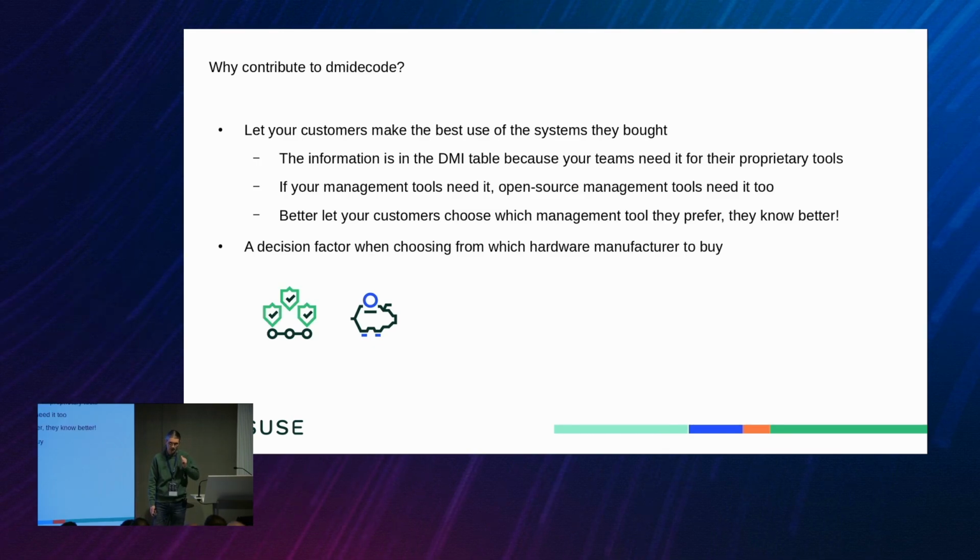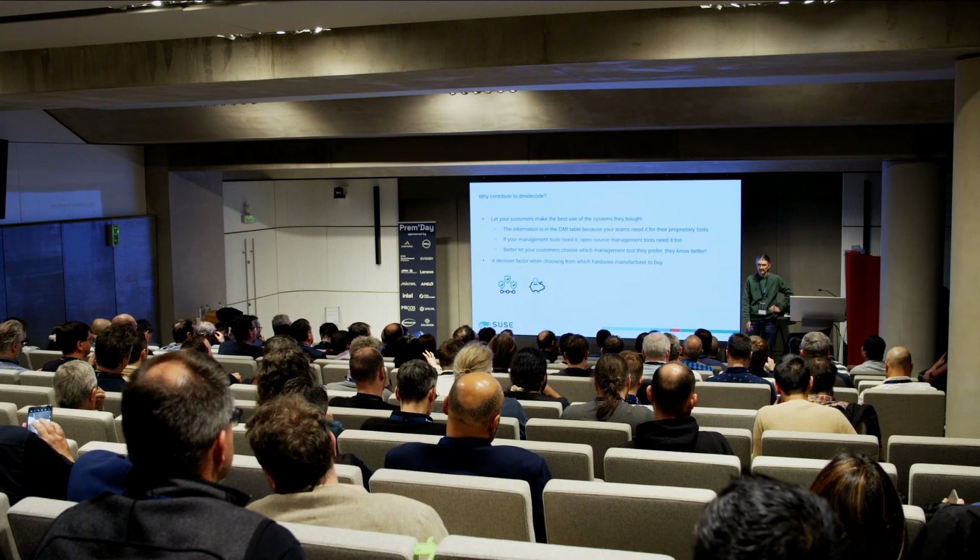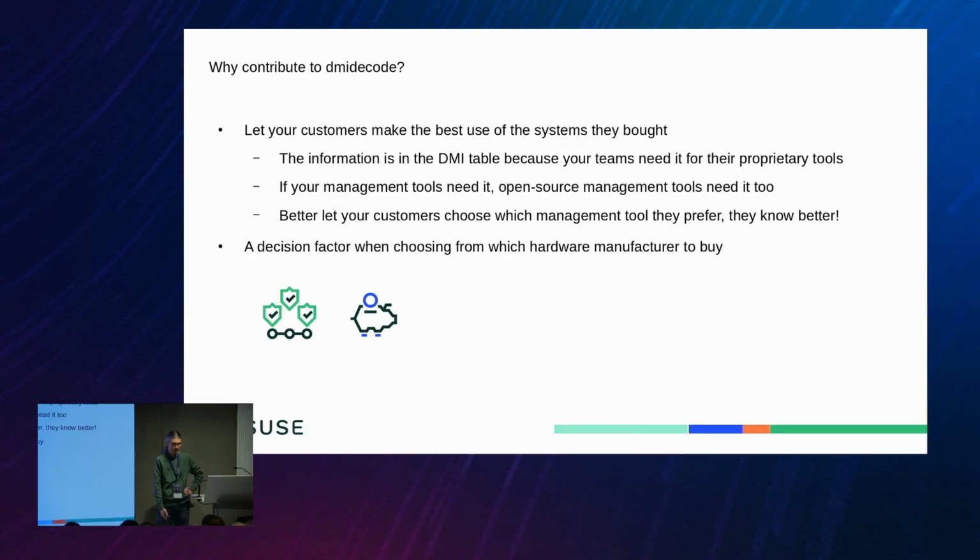So why, as a hardware manufacturer, would you want to contribute to Dmidecode? Well, this is really simple, because this will let your customers make the best use of the system they bought from you. The information is in the DMI table because your teams need it for their own tools. And if your own management tools need it, then open source management tools need exactly the same for the same reasons. So it's clearly better to let your customers choose which management tool they want to use, because they know better what's good for them.